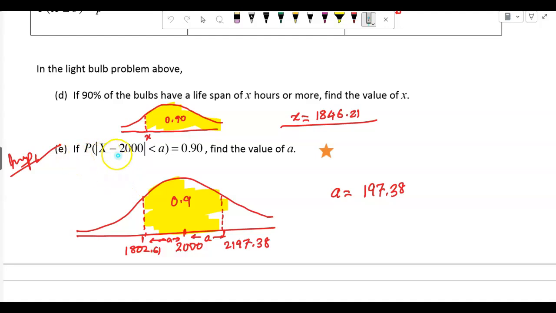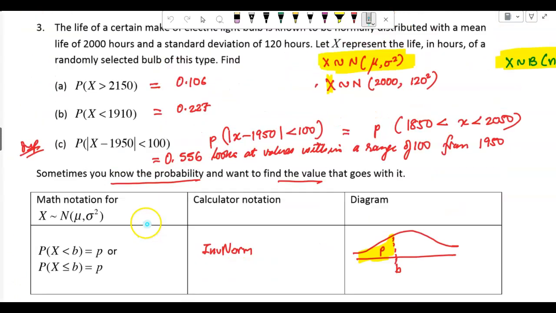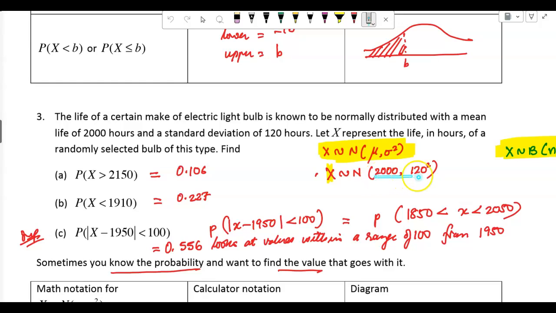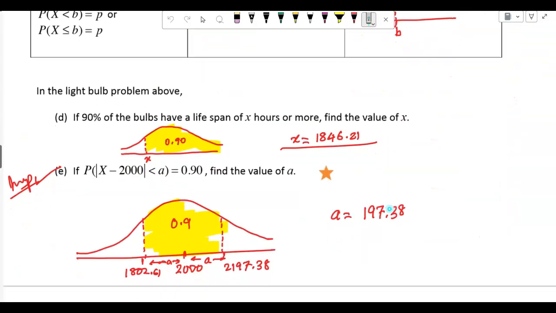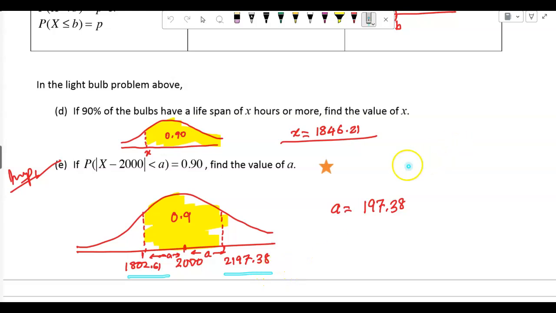If modulus of x minus 2000 is less than a is 0.9, find the value of a. That means it's centered at 2000, going a down and a up, less than or equal to a, and this area is 0.9. So I put center. You go distribution, normal, LCD, center. Area 0.9. Mu and standard deviation have been given in the light bulb problem above. Standard deviation is 120, mu is 2000. Got it. Important.